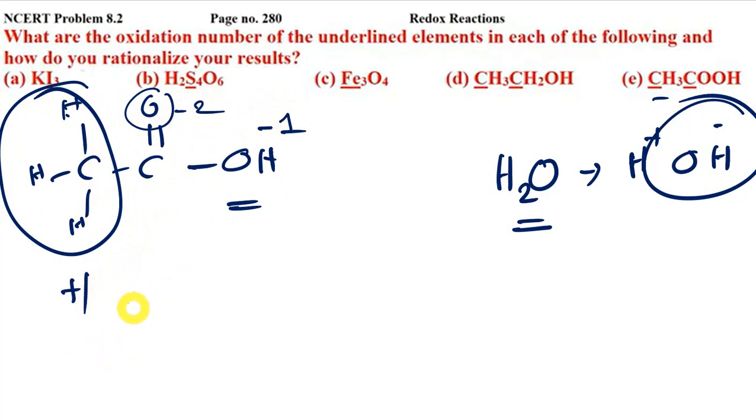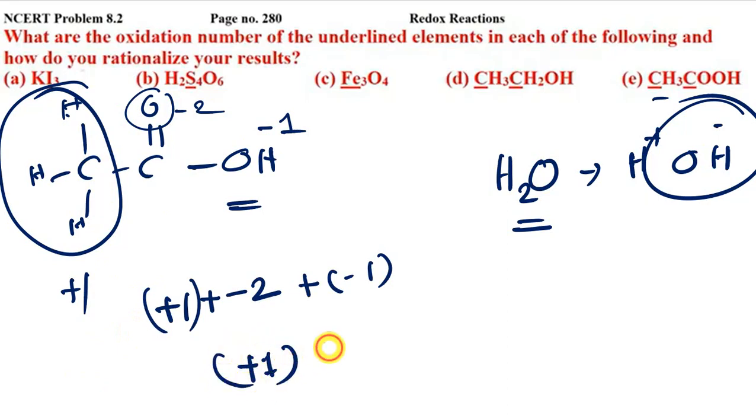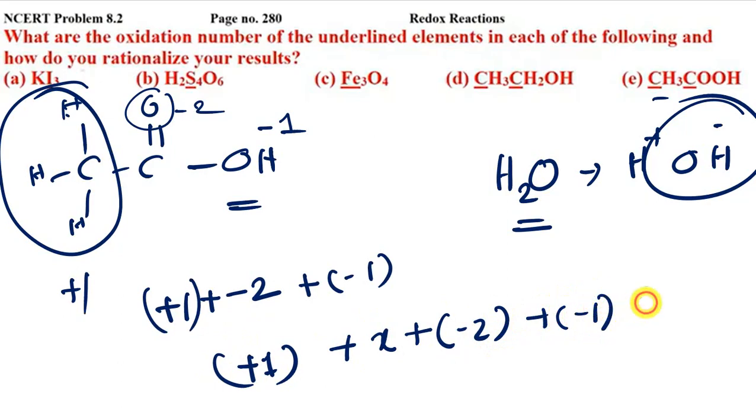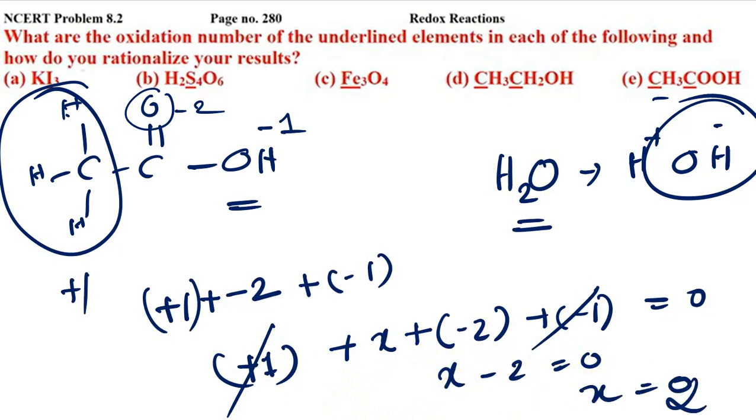So we can write it for this C like this: plus 1 plus X plus minus 2 plus minus 1, that is equal to 0. So minus 1 plus 1 get cancelled. So X minus 2 is equal to 0. X is equal to 2. Right? So the oxidation state of this carbon is plus 2 here.